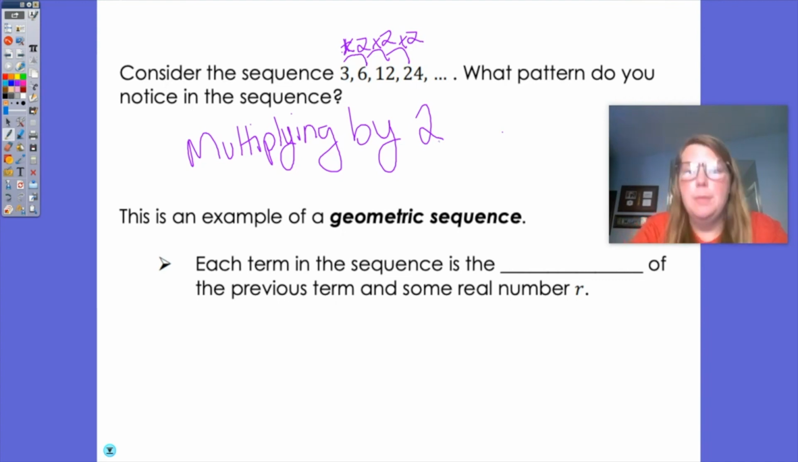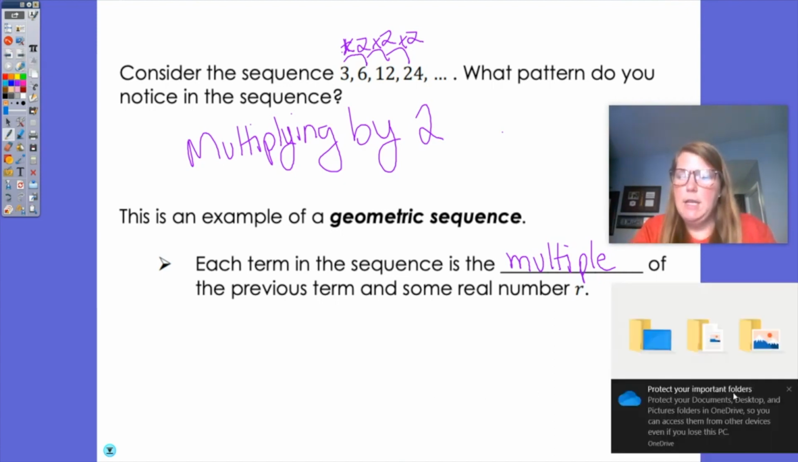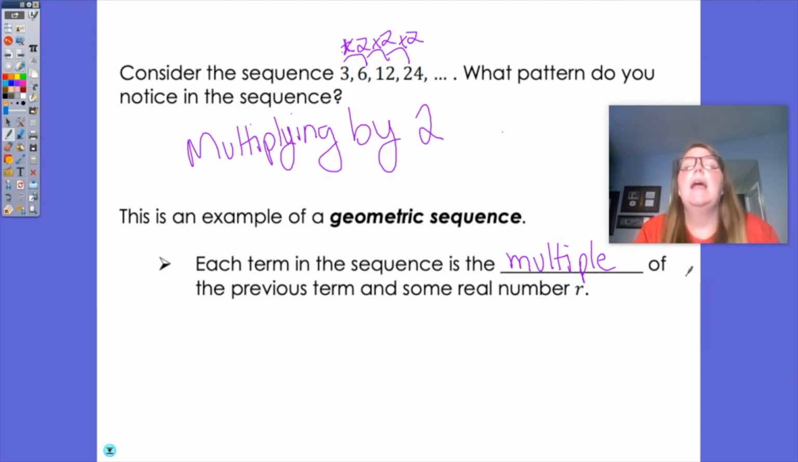And it's when each term of the sequence is the multiple of a previous term and some number we're going to call r. So in this case, the multiple of the previous term would be like 6 is a multiple of 3 and 2. 12 is a multiple of 6 and 2, and so on. So that is the difference between arithmetic and geometric. Arithmetic is when you're adding and subtracting by the same number each time, and geometric is when you're multiplying, and then we'll get to dividing by the same number each time.